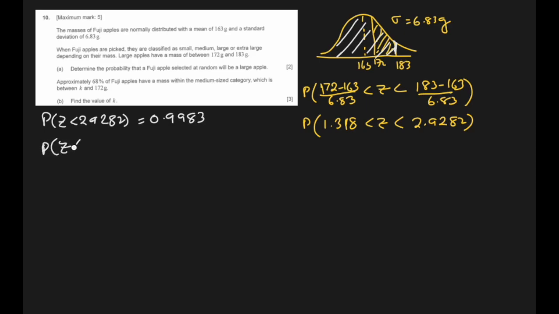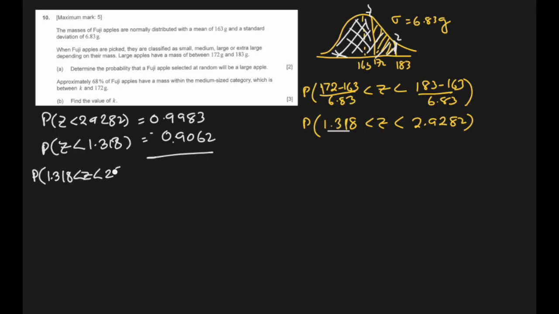And probability of z less than 1.318 is 0.9062. And if I subtract the smaller one, the 172 z-score, from this, I will get the difference, and that's what I'm going to do now. So probability of Z between 1.318 and 2.9282 is 0.0921. This is the probability that a Fuji apple selected at random will be a large apple.